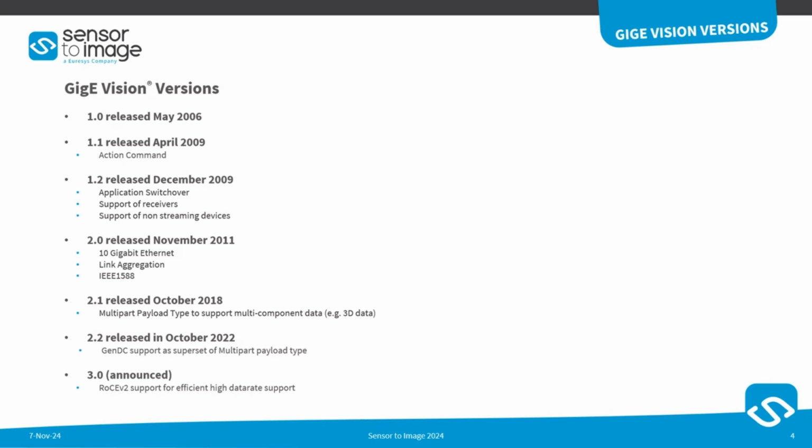The next upcoming GigE Vision 3.0 version will be significant. It will again be changing the streaming format of GigE Vision. This is necessary as the existing UDP-based streaming protocol cannot be handled efficiently on host computers at data rates above 10 gigabits per second. The remote DMA protocol RoCE v2 will be adapted to GigE Vision to overcome these limitations.